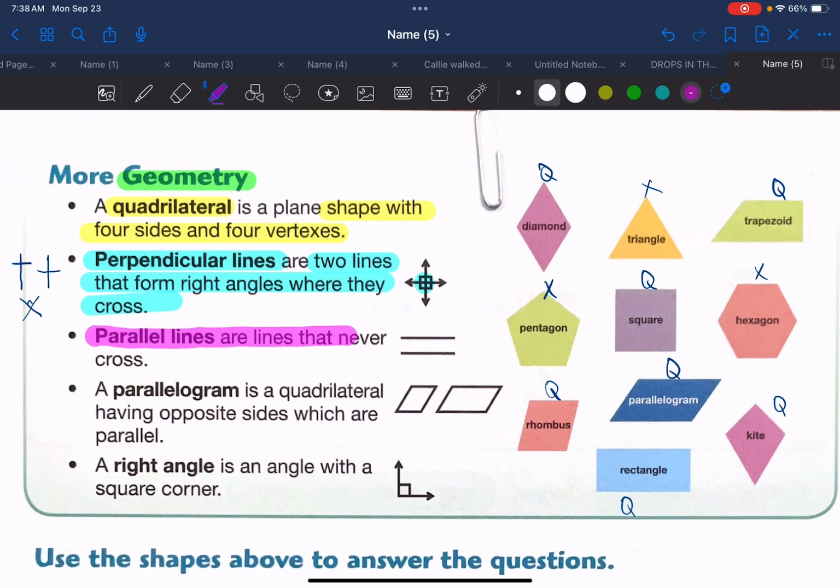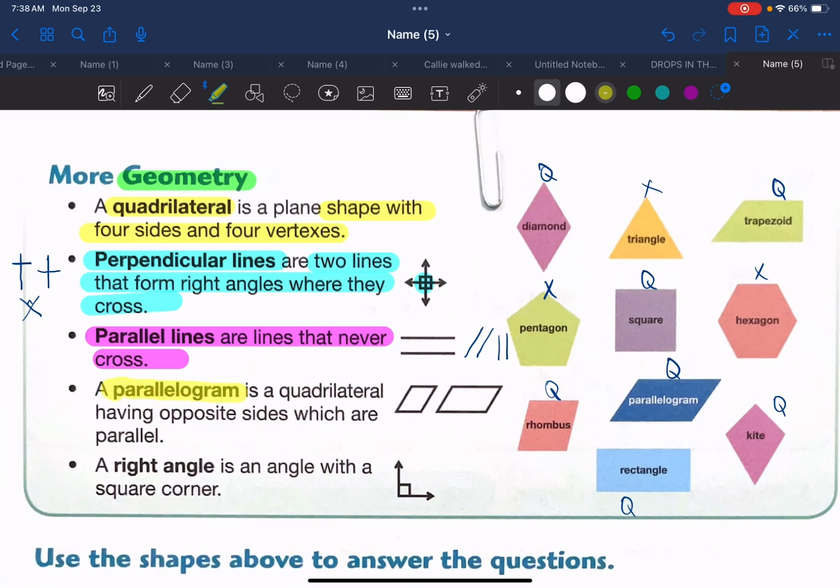Okay, the next one. Parallel lines are lines that never cross. Parallel lines can be like the ones that they drew. They can also go diagonal. They can go vertical. It's just that they will never touch no matter how far you draw them. Although your lesson is short, you have a lot to write in your notebook today. So that's why you have a short lesson.